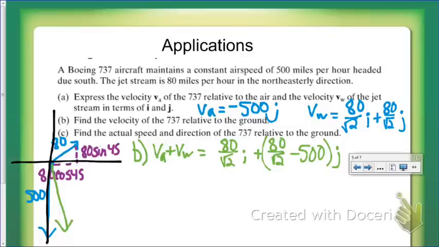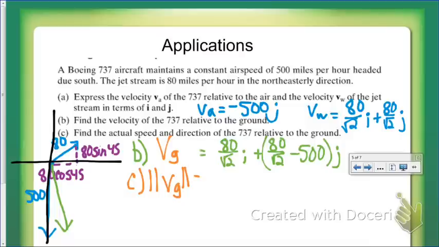All right, the last thing we're going to do is find the speed and the direction of that 737. So we're going to use our answer from part B to determine those two things. Now, in order to find the speed, I'm going to use the magnitude. So I'm going to take the magnitude of VA plus VW, and let's just call that VG, because it's the velocity V sub G, relative to the ground.